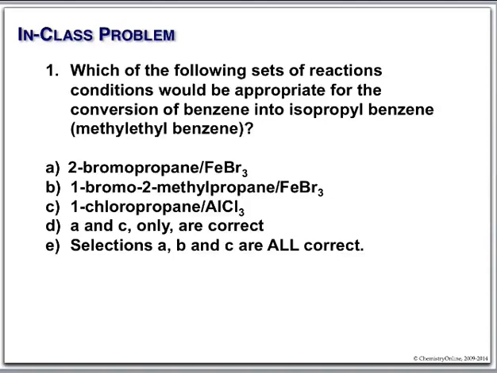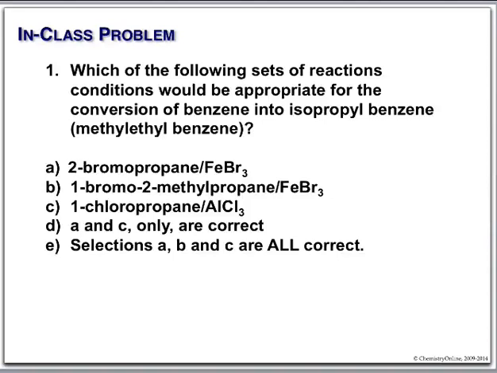Our first one here, we're dealing with 2-bromopropane. So that's our propyl group here with the bromine in the middle. Obviously, that's going to give the isopropyl carbocation, and that's going to work, isn't it? So A is good. Let's skip B for a second. We've already done C in the slide we looked at earlier.